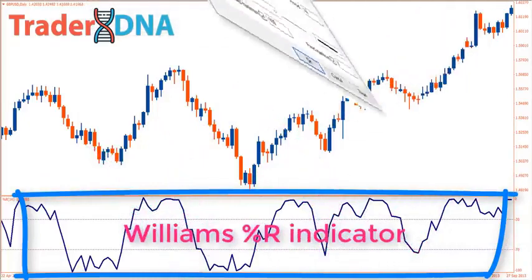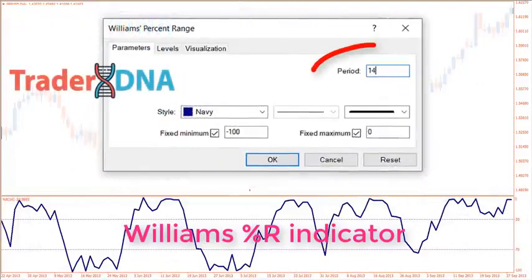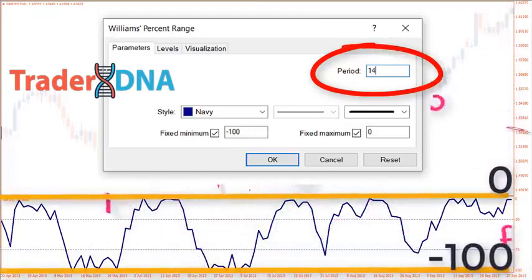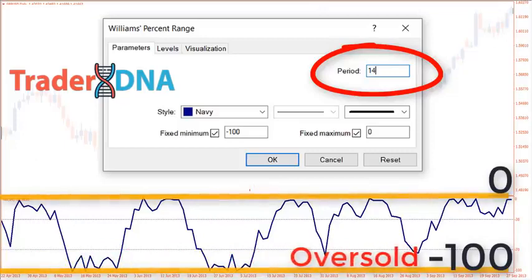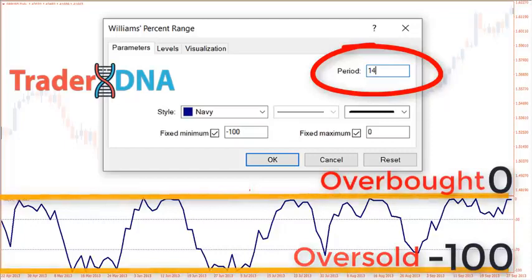The preferred setting for the Williams %R indicator is 14 periods. The Williams %R runs on a scale from -100 to 0. A reading in the vicinity of -100 is an indication that the instrument is oversold. This means it's a potential buying opportunity. Once it reaches 0, that's an indication of overbought and may be the time to sell. Now, let's see how you can effectively trade with the Williams %R indicator.